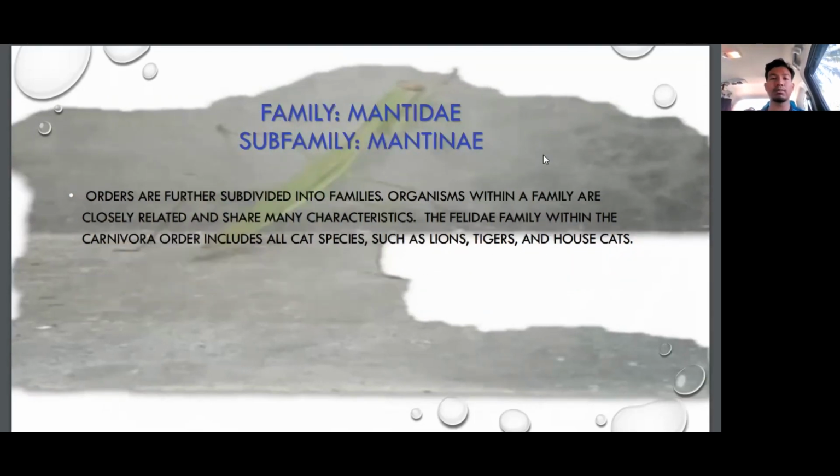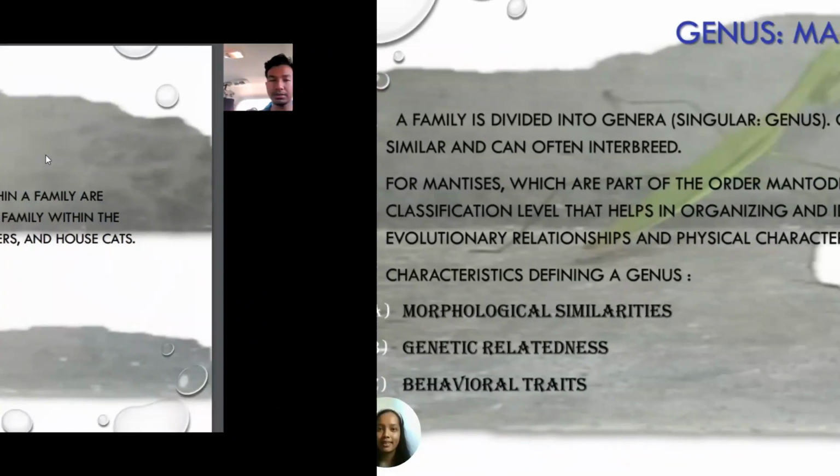The second one, my part, is about the family of the mantis. It's called Mantidae, and the subfamily of the mantis is called Mantinae. Orders are further subdivided into families. Organisms within a family are closely related and share many characteristics. The Felidae family within the Carnivora order includes all cat species, such as lions, tigers, and house cats. So that's all from me.